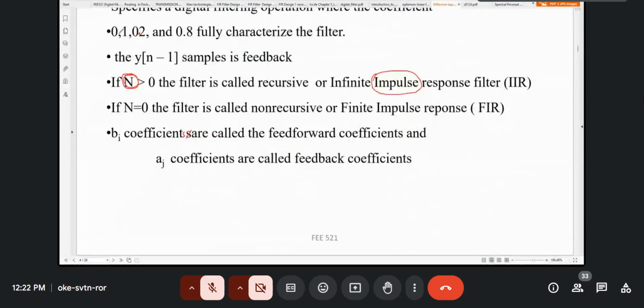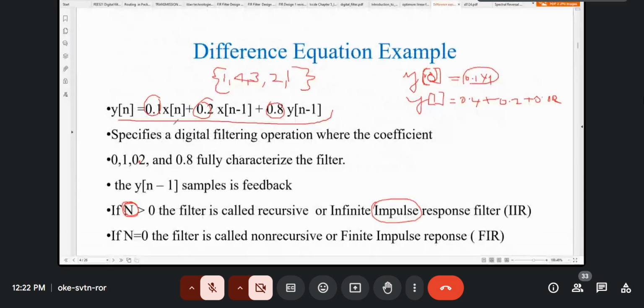So you can be given a difference equation, and from that you are expected to be able to move from the difference equation to the transfer function in the Z domain. From that, you can get the frequency response of the filter, and we are going to see that with an example.